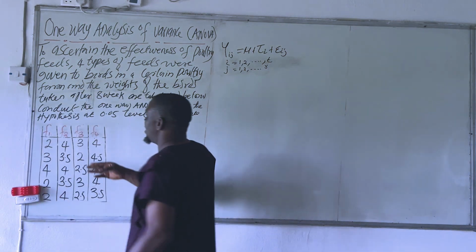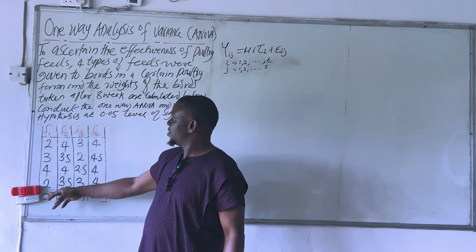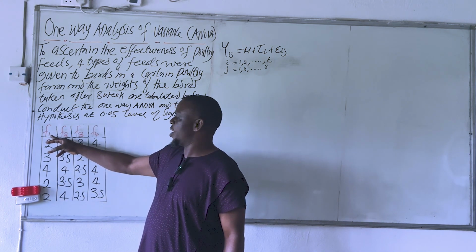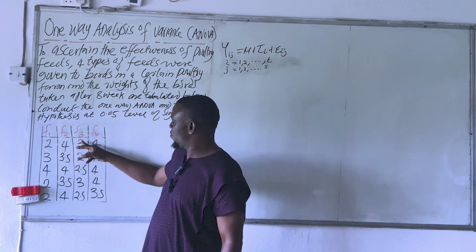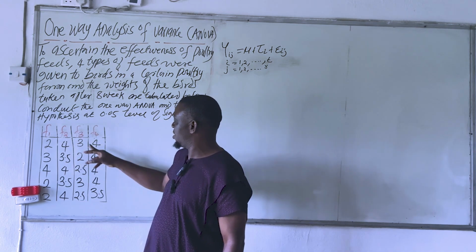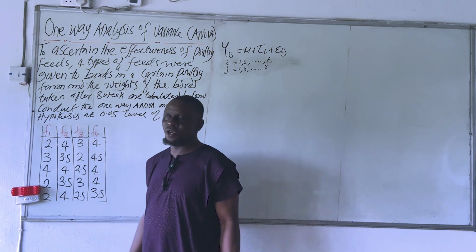Now, the information we have is that these are the weights of the birds that were given feed 1. These are the weights of the birds that were given feed 2. These are the weights of the birds that were given feed 3. And then these are also the weights of the birds that were given feed 4.